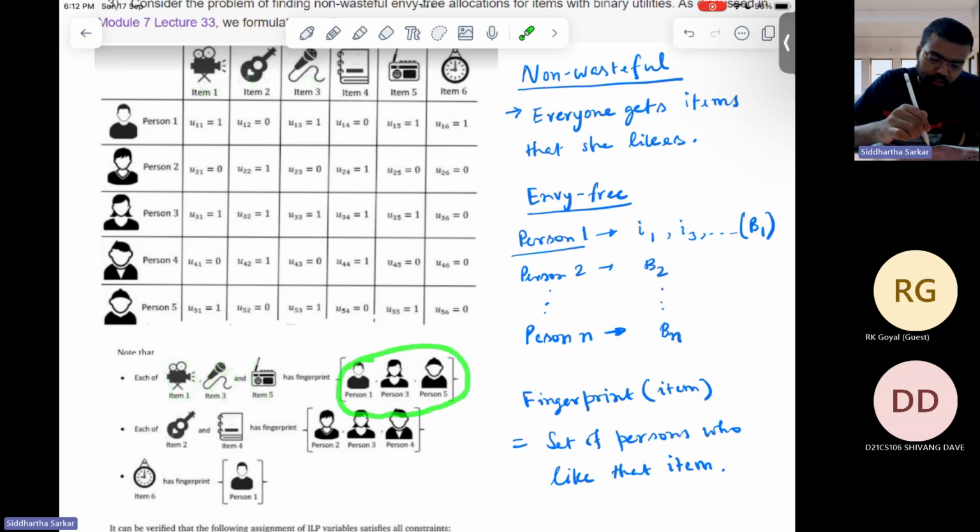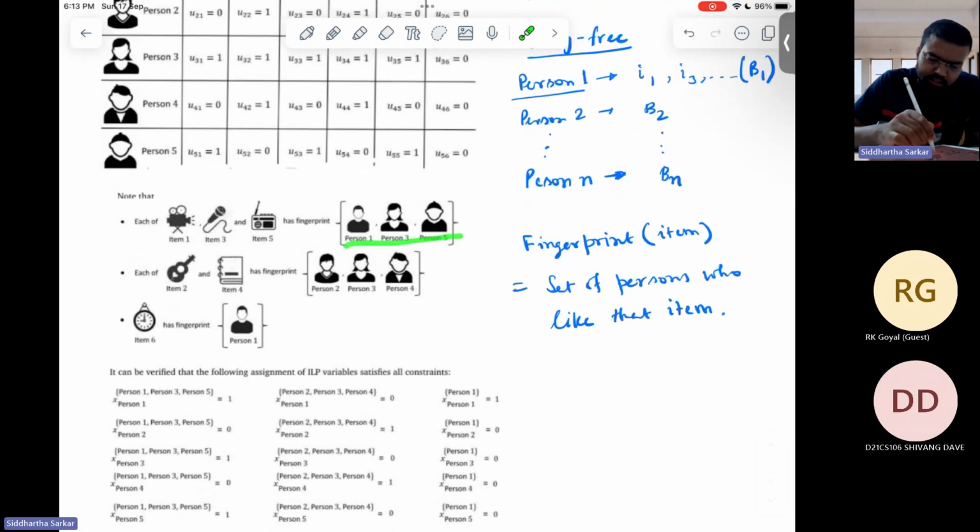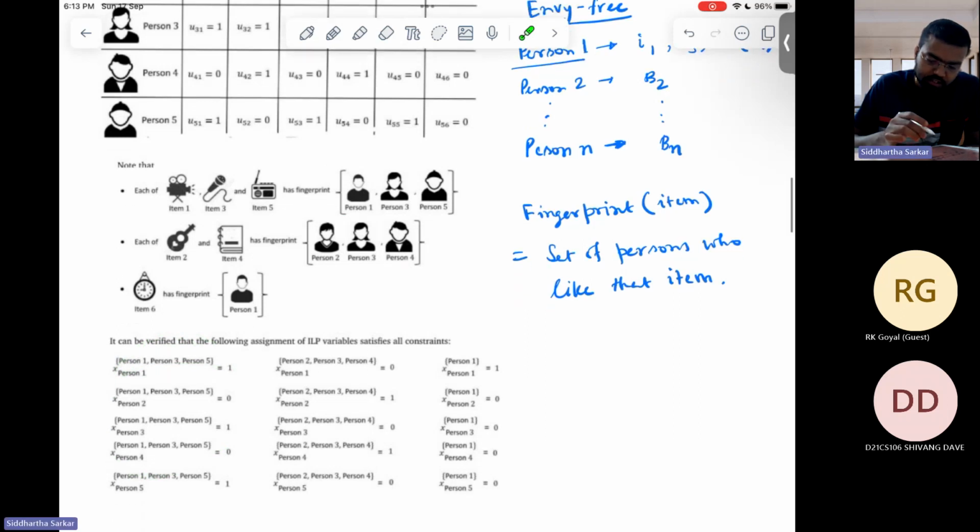Person 1, 3, and 5, they like item 1, item 3, and item 5. So with respect to item 1, the fingerprint is this, and with respect to item 3, this fingerprint is identical to that of item 1, and so on. So there are 3 distinct fingerprints with respect to these 6 items. So with respect to every fingerprint and every person, you define a variable. Okay? And these variables, they have given some values.